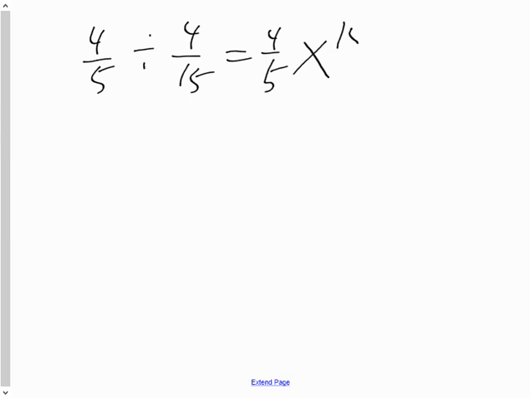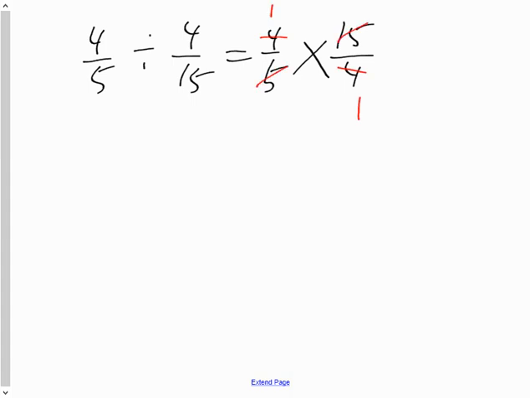So our next question, number 16, is 4/5 divided by 4/15. The easiest way to do this: keep your first fraction, change the division to multiplication by the reciprocal. Now, if you are wise and sagely, you cross-reduce this. 4/4 becomes 1/1.